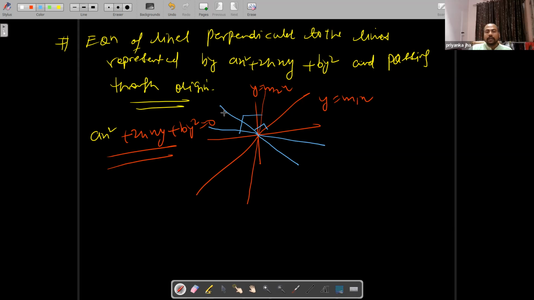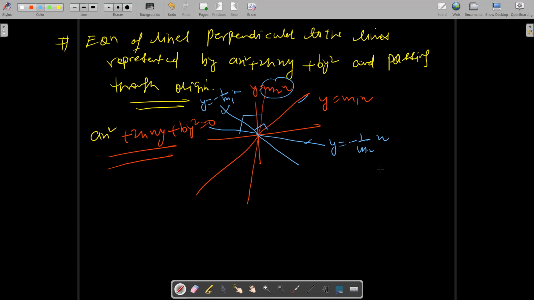Now we know that this line and this line are perpendicular. It means that if its slope is m1, its slope must be -1 by m1. So its equation would be like that. And this line is perpendicular to this, so its slope is m2, so its slope should be -1 by m2. So its equation would be -1 by m2 into x. I hope I'm clear to everyone. समझ में आया? Shaina? Yes, sir.